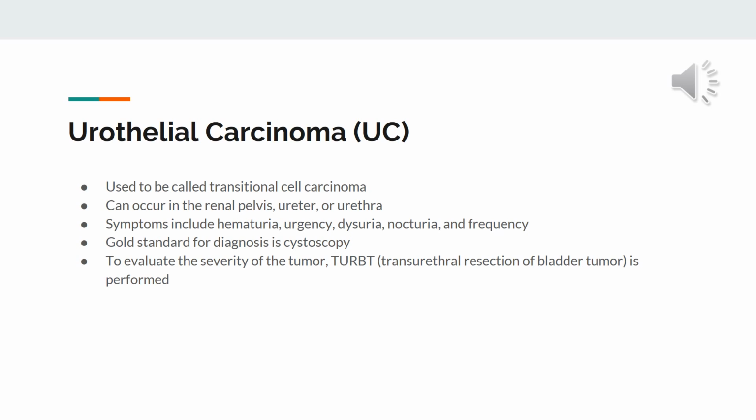Symptoms of urothelial carcinoma include hematuria, urgency, dysuria, nocturia, and frequency. The gold standard for diagnosing a patient with urothelial carcinoma is a cystoscopy. And when evaluating the severity of the tumor, they will have to take out part of the tumor and evaluate the histology of it. This is called TURBT for short. It stands for transurethral resection of bladder tumor.